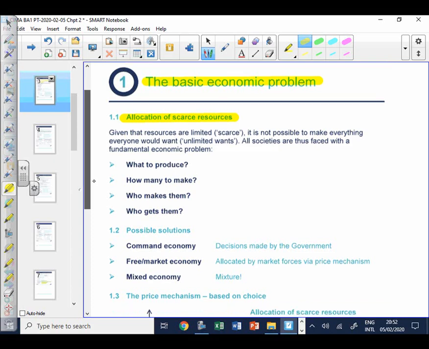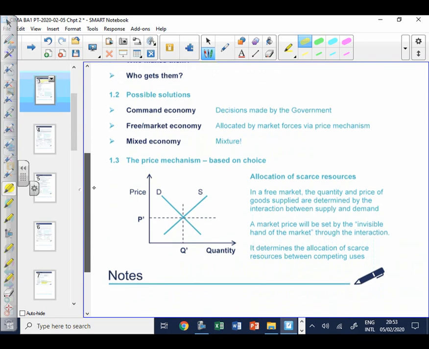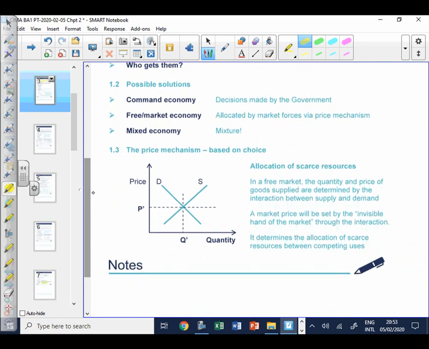All right, so your possible solutions then would be that you have three types of economies. A command economy, where the decision is made by the government and it says you will do this, you will do that. Or a free market economy, where you look at market forces and price mechanisms to determine what you're going to make, how much you're going to make, who you're going to sell to, and how much you're going to charge for it. And then a mixed economy is just a mixture of the lot. That little bit of theory is on page 32 in your textbook, where you can go and read a little bit more about it. But that's your economic problem and possible solutions.